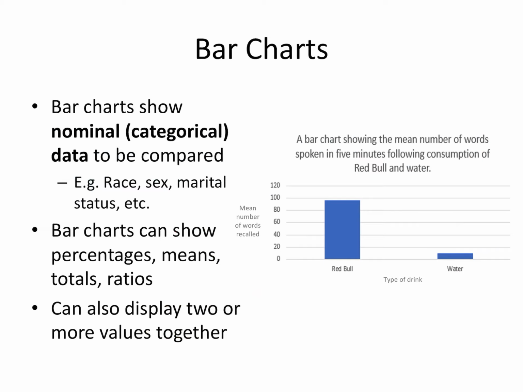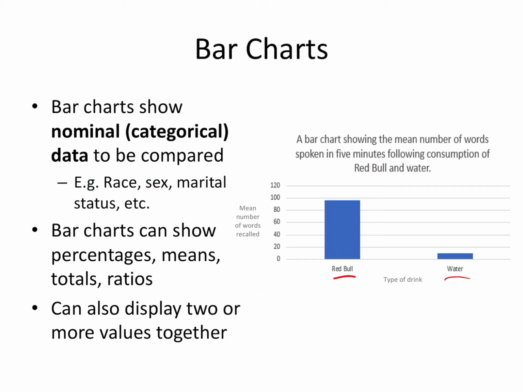Apart from tables, bar charts are probably our next most common type of graphical display. And bar charts show nominal or categorical data. So some examples of categorical data are race, sex, age group, marital status, income bracket, education level. What we mean by this is basically that there are discrete groups. So you're either, in this case, drinking Red Bull or water. You're either earning over £50,000 a year or under £50,000 a year. So we're looking at categories of data where there are discrete options.